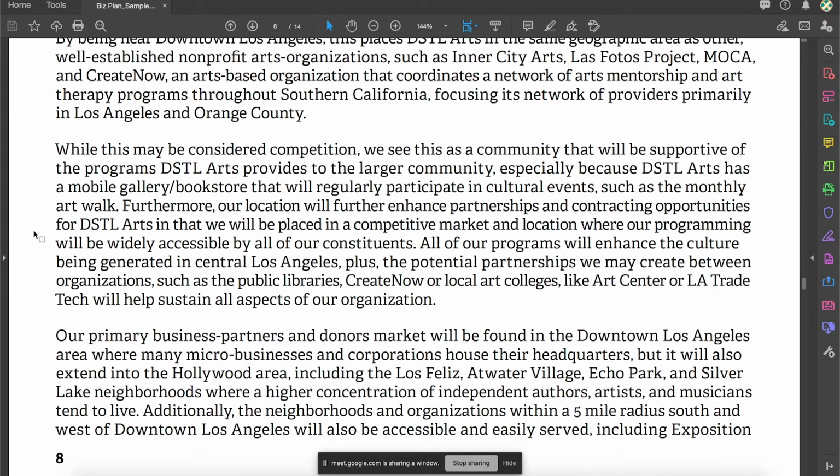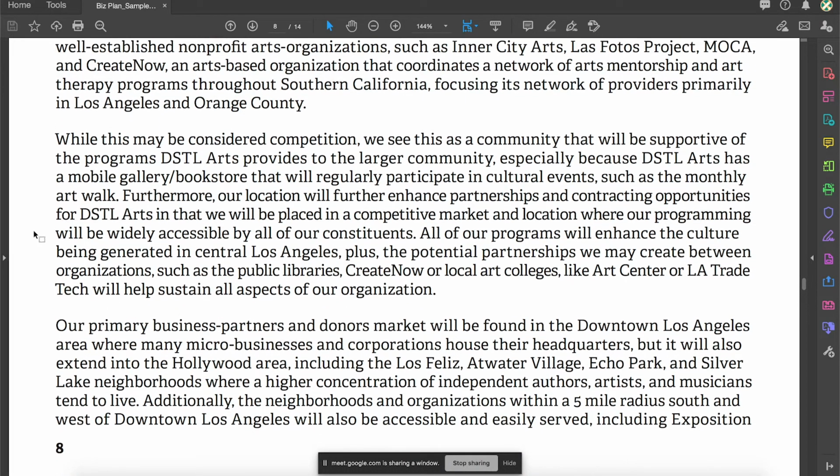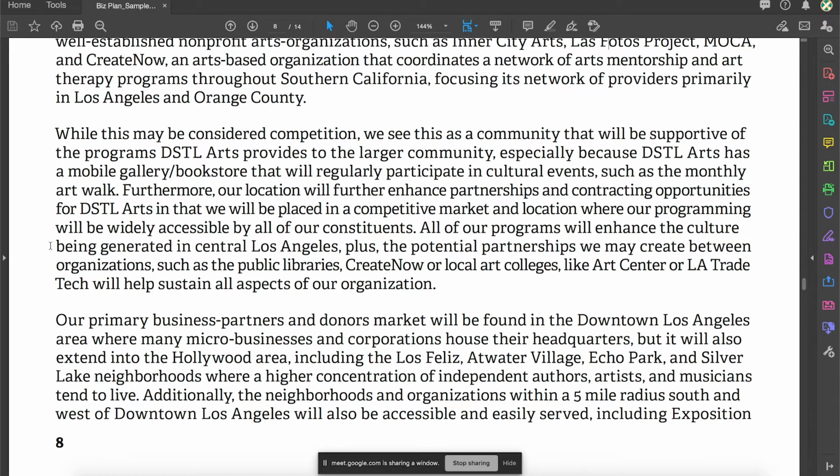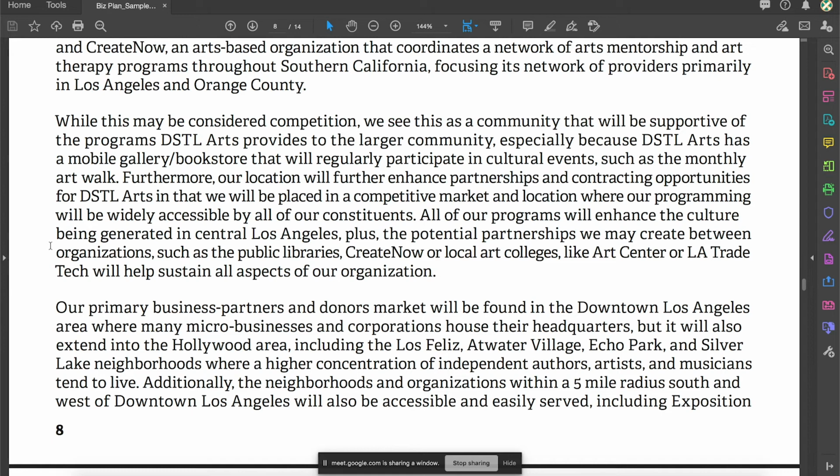Again, Distill Arts is different because we're a nonprofit, but the ideas are actually the same. Here I talk about us having partnerships with the libraries, and potentially working in the future with some of our competitors even. It's very possible that we could at some point have a partnership that is beneficial to both organizations.